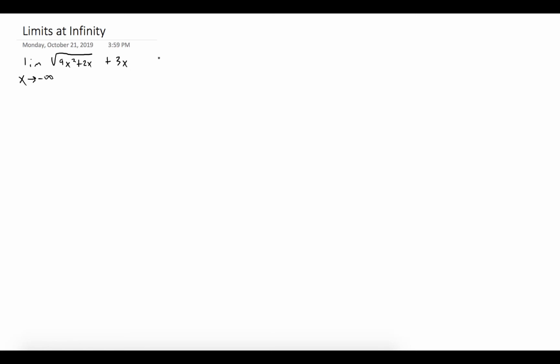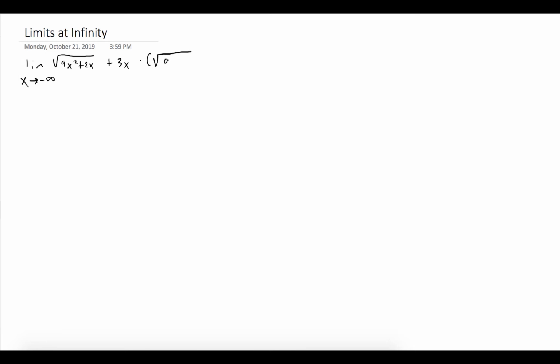And the first thing we should do is try to just plug in an arbitrarily large negative number and see what happens. If we do that, we get infinity from this term and negative infinity over here. So we get infinity minus infinity, which doesn't really tell us anything. It just tells us that there's a lot more work to be done in this question. So what we could do is multiply this expression by the conjugate. So we'll multiply by the square root of 9x squared plus 2x minus 3x over itself.